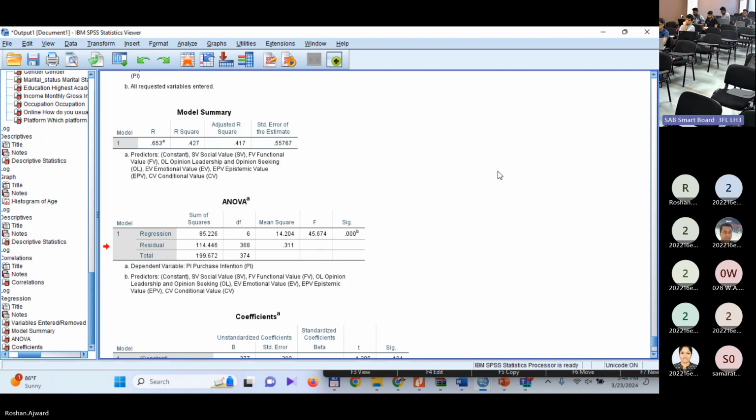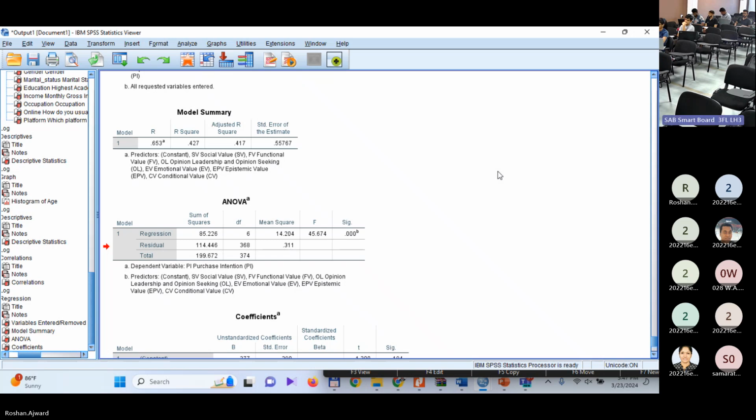So if the significance level of the F test indicated here is less than 0.05, what's the conclusion? The model is valid. Why? Because if the significance is less than 0.05, that means more than 0.95, that is more than 95% confidence that the model is valid. That's why we always look for significance less than 0.05.